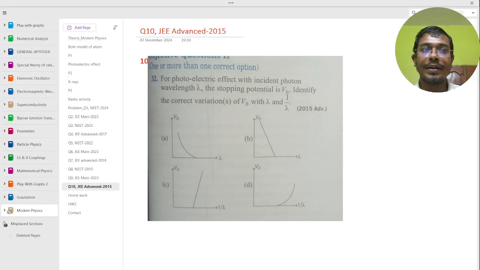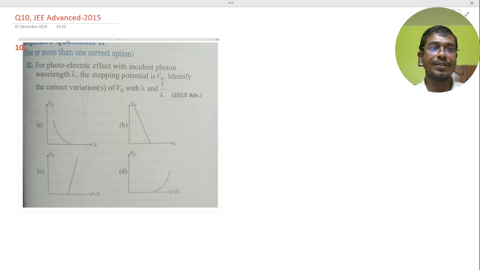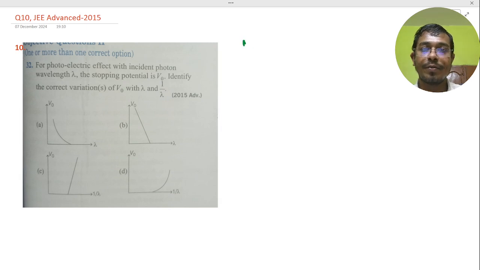The last one is coming in JEE Advanced. This is very important. One or more answers would be correct. This is called MSQ type questions. For the photoelectric effect with incident photon wavelength lambda, you have to find which graph is correct for lambda naught with lambda and 1 by lambda. I have solved the ninth problem here. So basically MSQ type JEE Advanced, you just try to solve. I give it to you for your homework.